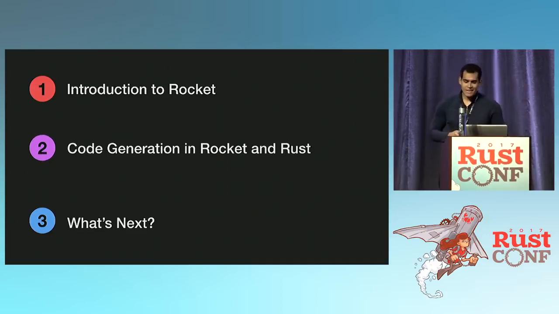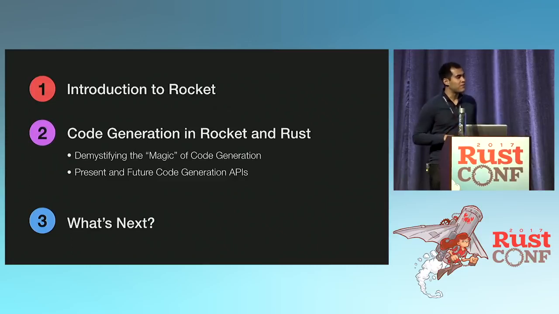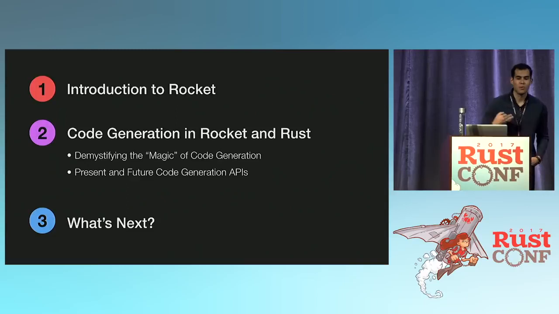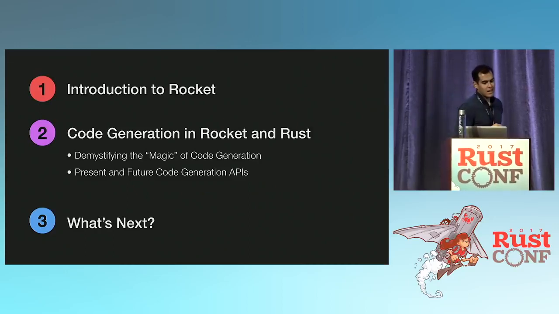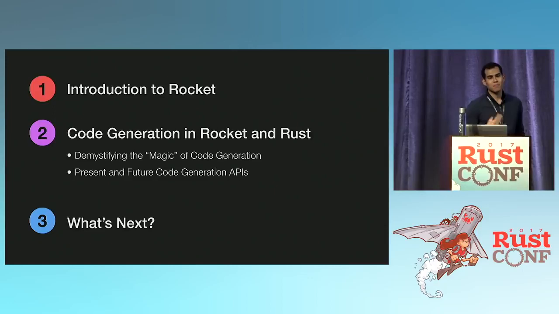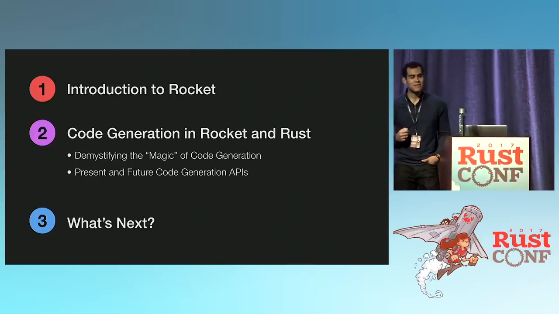Great. Then I want to talk about code generation, so after you get to know a little bit about how Rocket looks, how Rocket code looks, and what Rocket does, I want to talk about code generation in Rocket and in Rust. So when Rocket was launched, there was this pervasive comment about how Rocket was so magical, how Rocket was like Rails and its magic, and like avoid it like the plague because it's too much magic. And I want to demystify that.